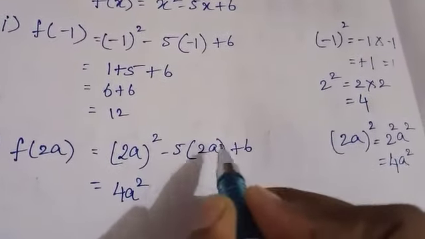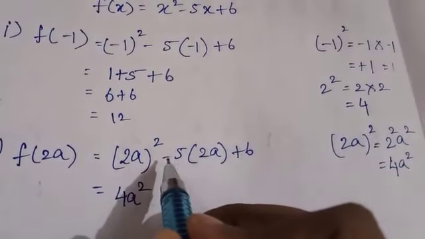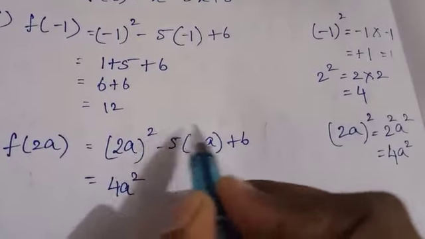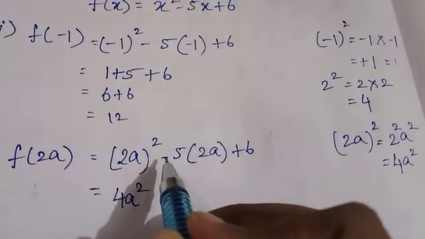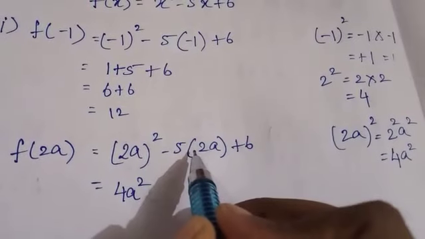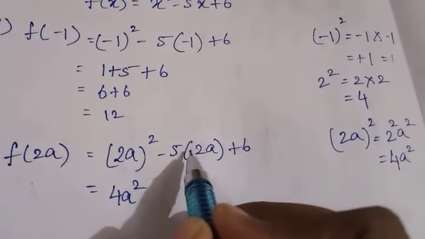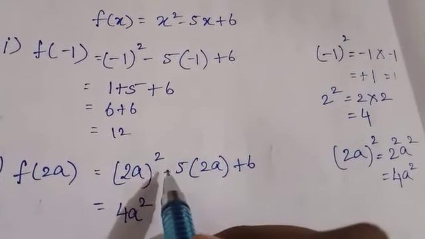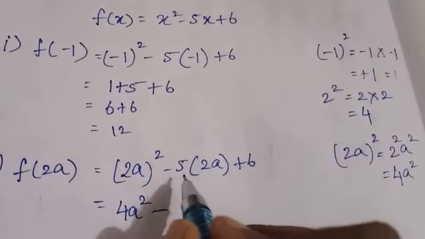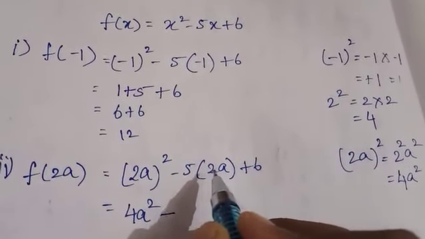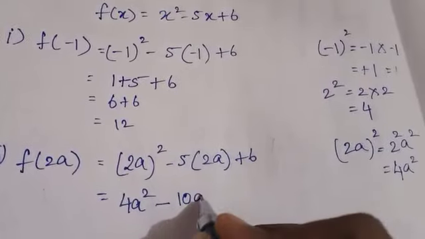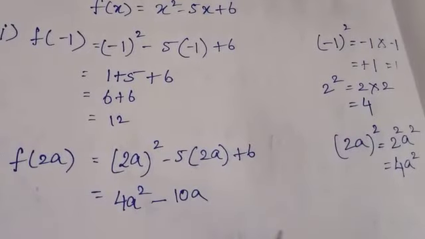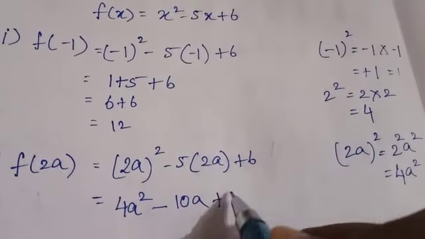Next, we have to remove this bracket, right? In multiplication, 5 into 2a. First we have to multiply the sign. So minus into plus. If we have no sign here, it means it has the sign plus. So minus into plus is minus. 5 2s are 10a. After multiplying the number, we have to write the variable as it is. So the last one is plus 6.